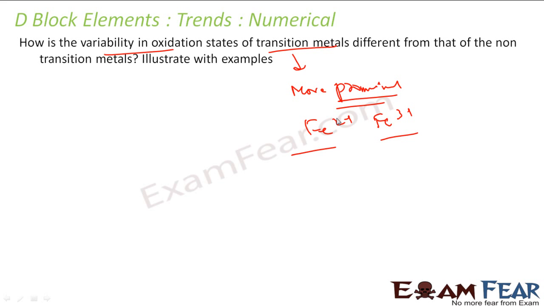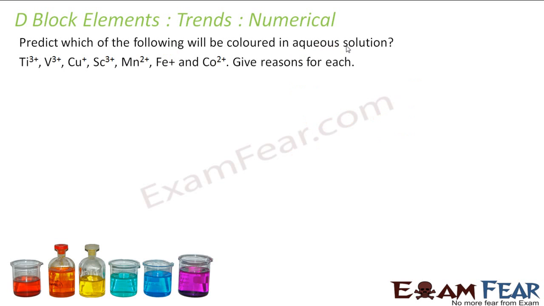Non-transition metals also have variable oxidation state, but it is not that prominent. Typically, non-transition metals have oxidation states that differ by 2, while in transition metals there is no such logic; they differ by 1. Now we have to predict which of these will be colored in the aqueous solution.